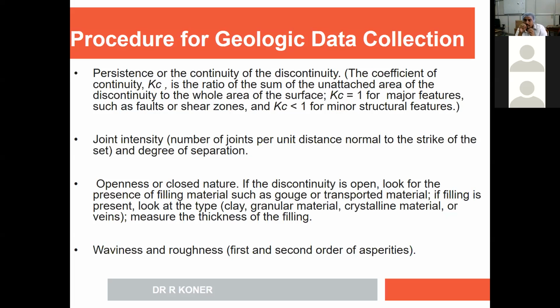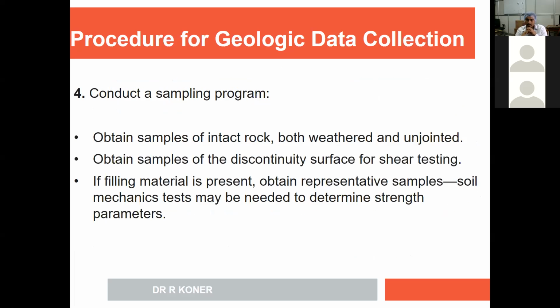So determining the waviness is one kind of estimation of the joint strength. Nowadays, image processing techniques are widely used for this particular aspect of the joint strength determination. And the next one is to conduct the sampling program.